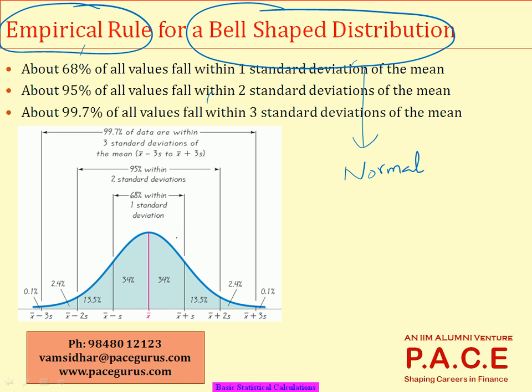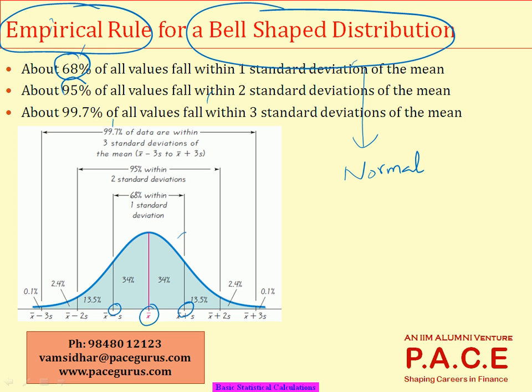What we see is from the mean to plus or minus 1 standard deviation, approximately 68% of the data lies between that. 34% on the left and 34% on the right, because a bell-shaped standard normal distribution is more symmetric in nature. So if approximately 68% of the values lie between plus or minus 1 standard deviation of the mean, then we say that that distribution is a bell-shaped distribution.